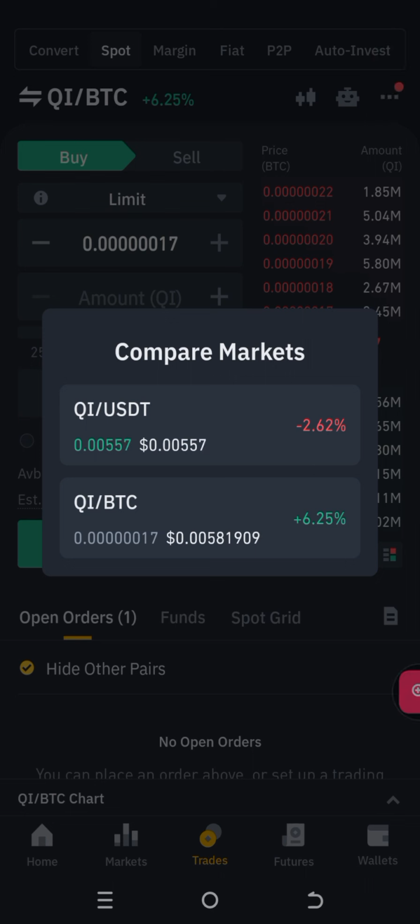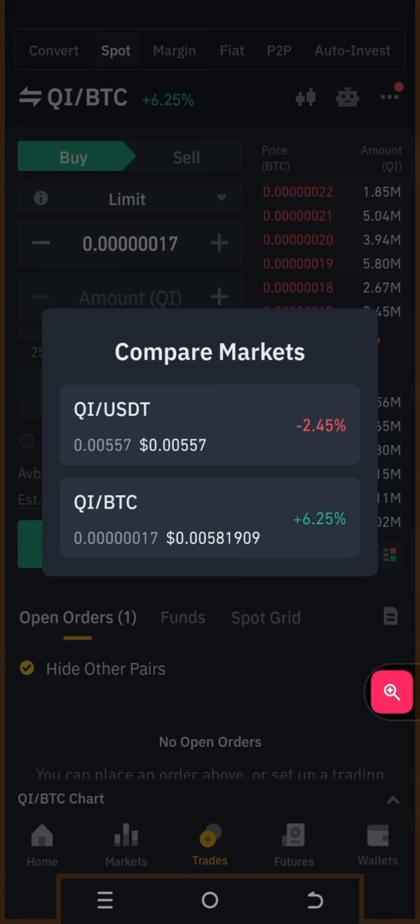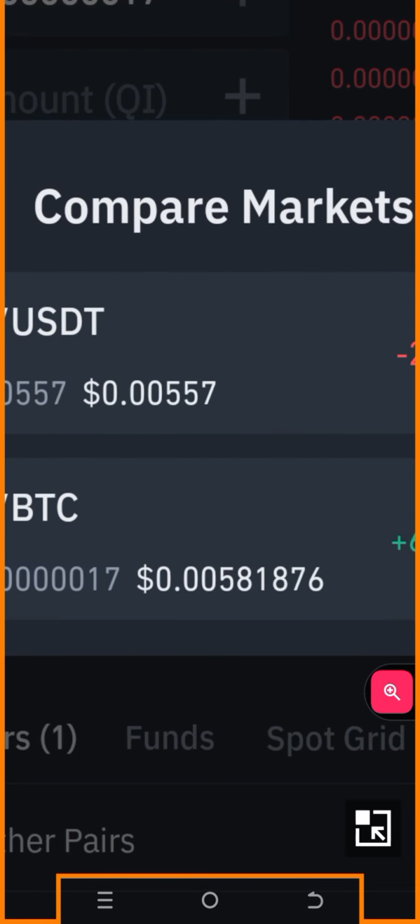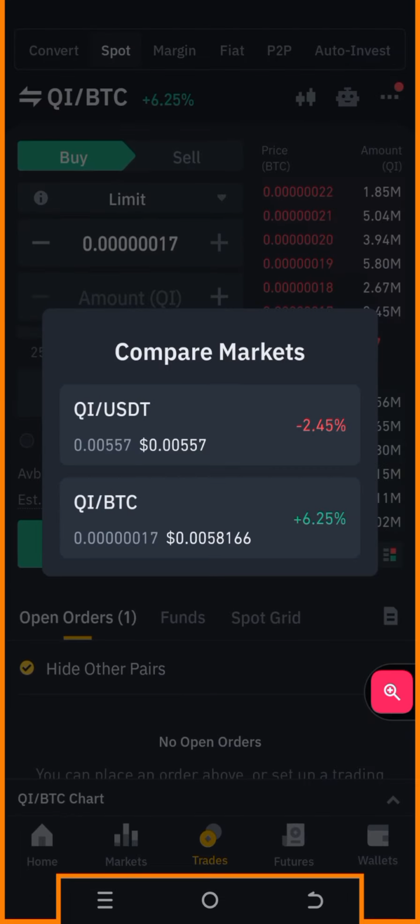Let me just magnify this for you to see. You'll see that QI BTC is 0.0000058, while QI USDT is 0.0055. So obviously we know that the cheaper one is USDT, so we're going to start with that.